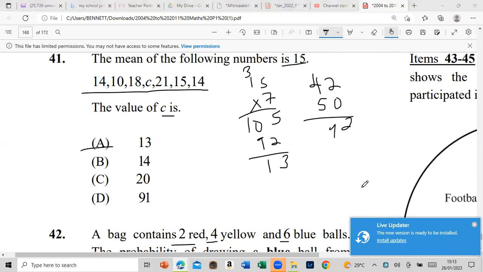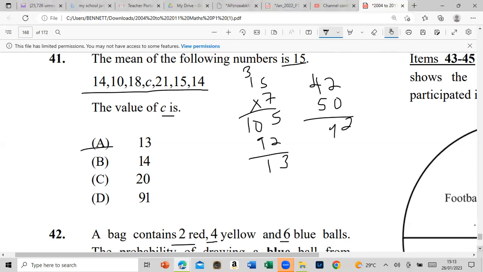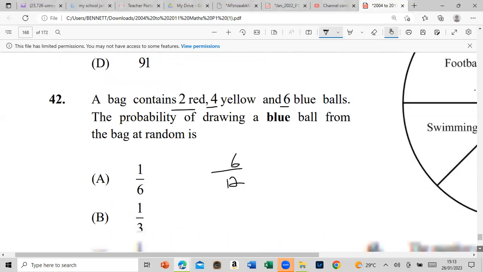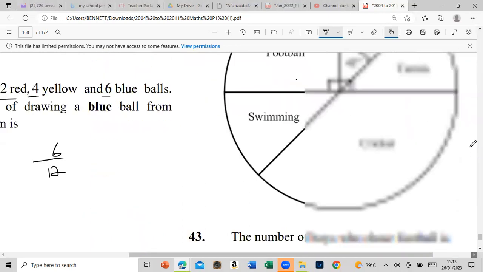Sorry if I'm going a little bit fast, guys. I'm really tired. I just want to end it, but I don't want to end it without finishing. So I did 42 already, because I didn't say 41.